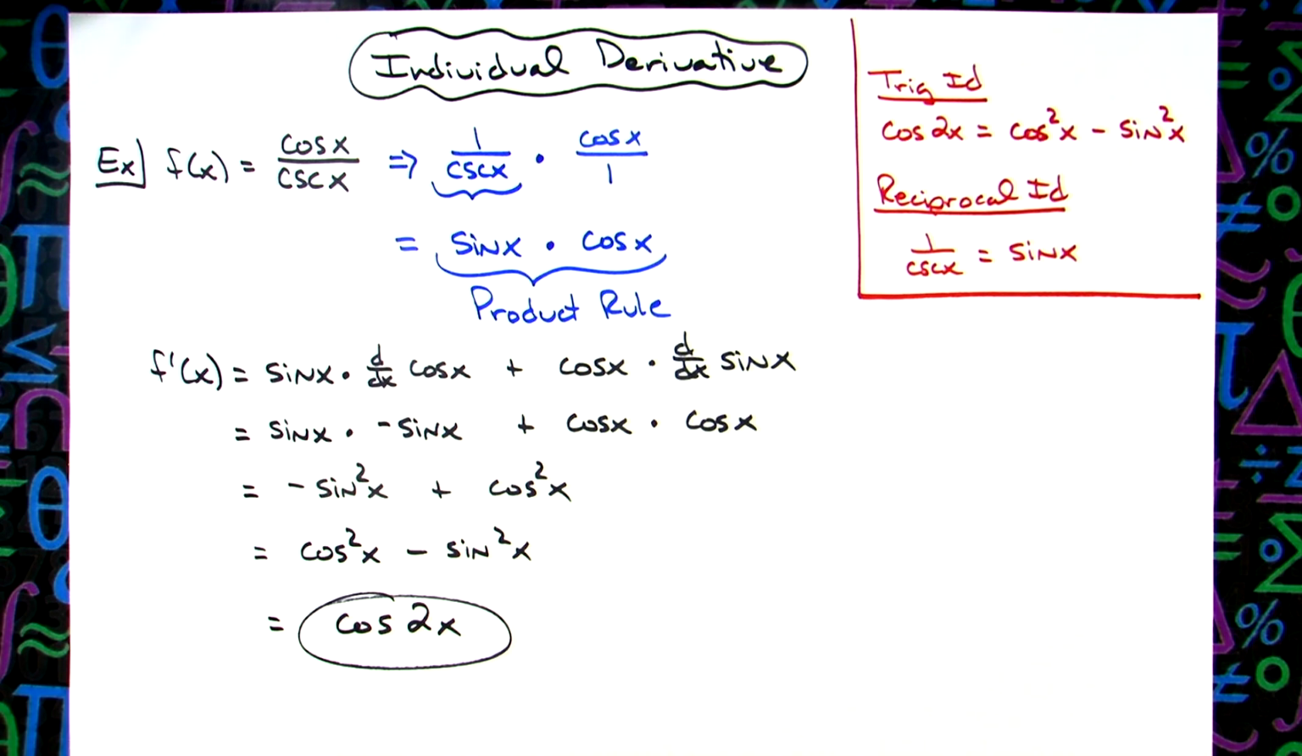So definitely just a straightforward individual derivative. Worked a little bit differently, so you can avoid that quotient rule and use a product rule, which maybe will then be a little bit easier for you.